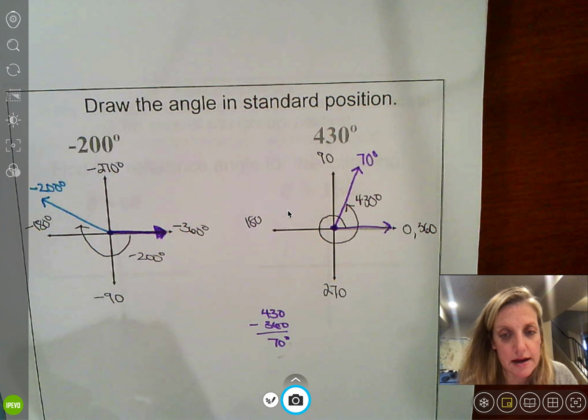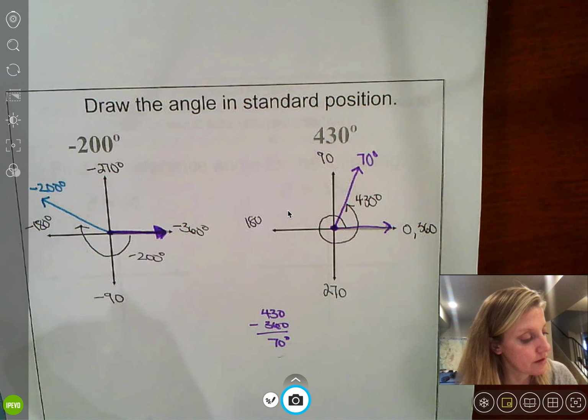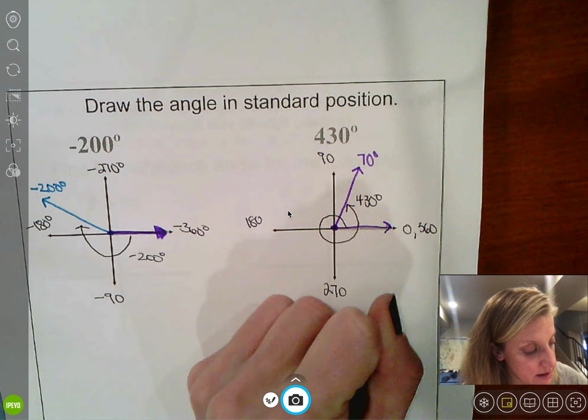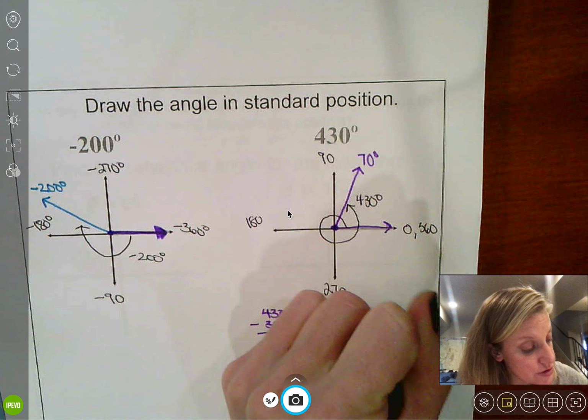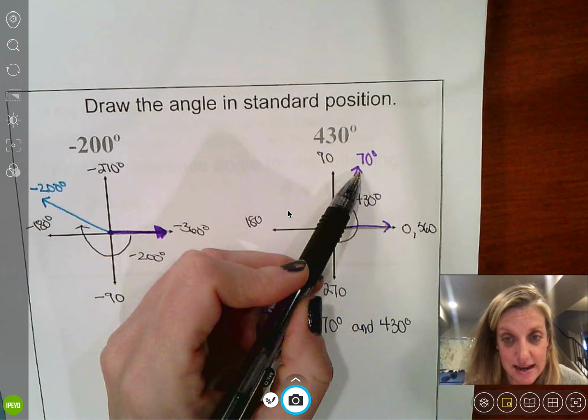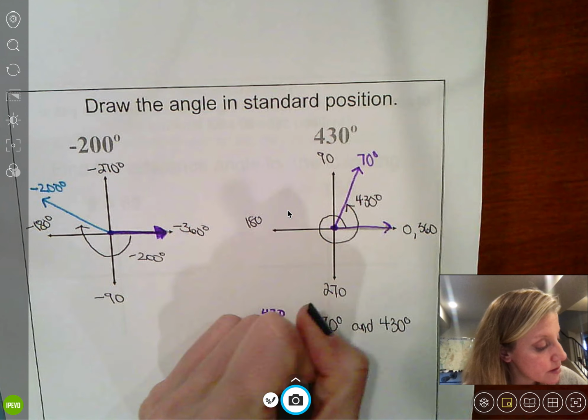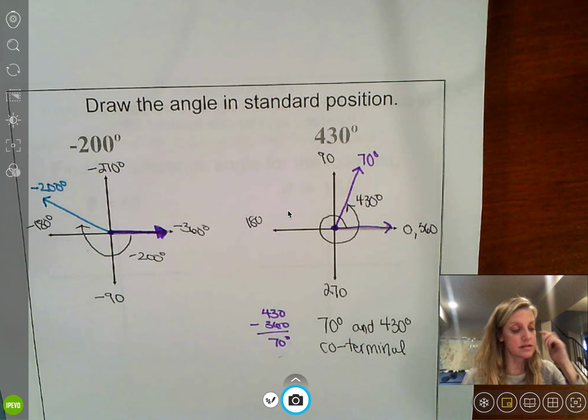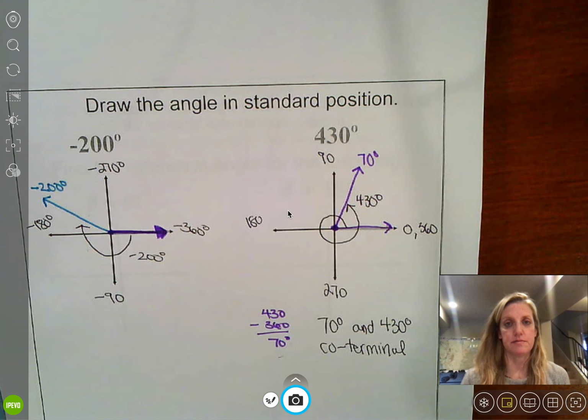One new piece of vocabulary is the idea that 70 degrees and 430 degrees actually end at the same spot. That's called coterminal, because they end in the same spot.